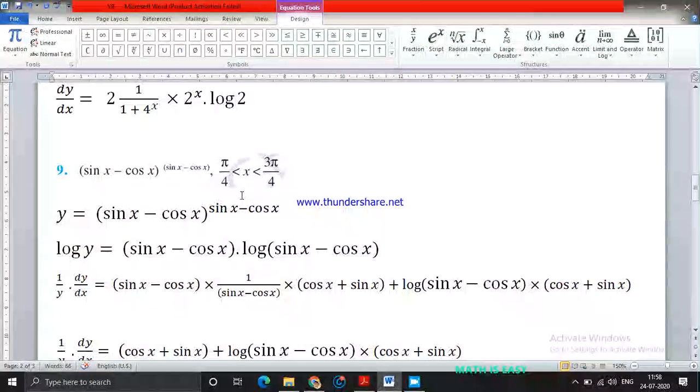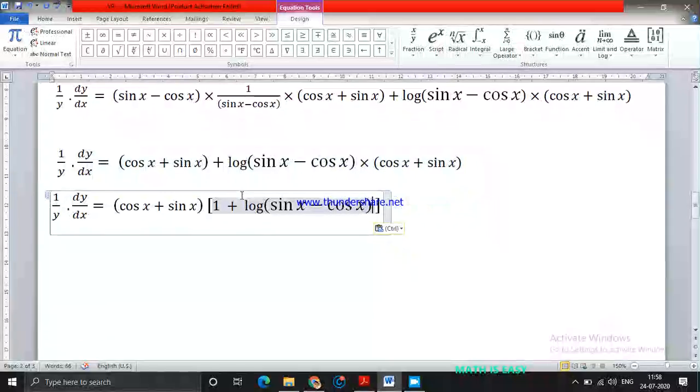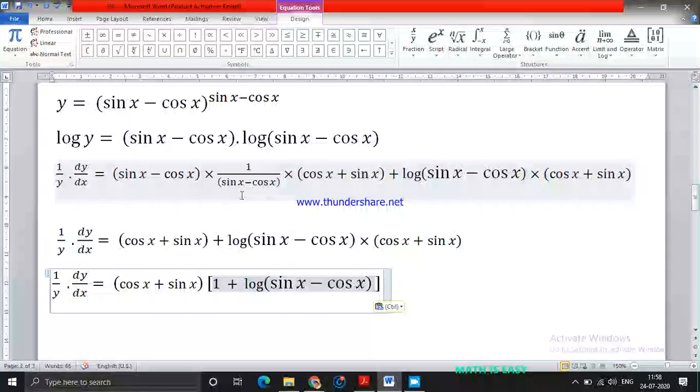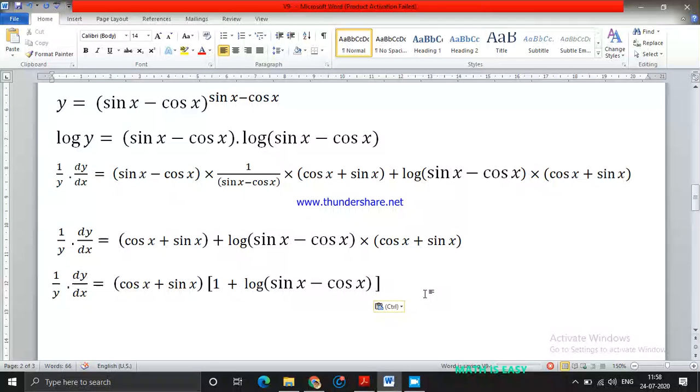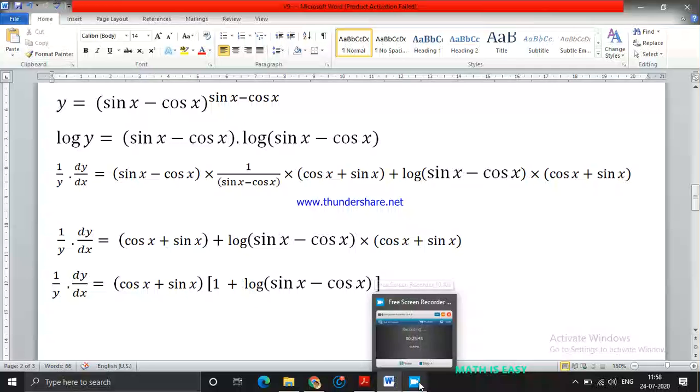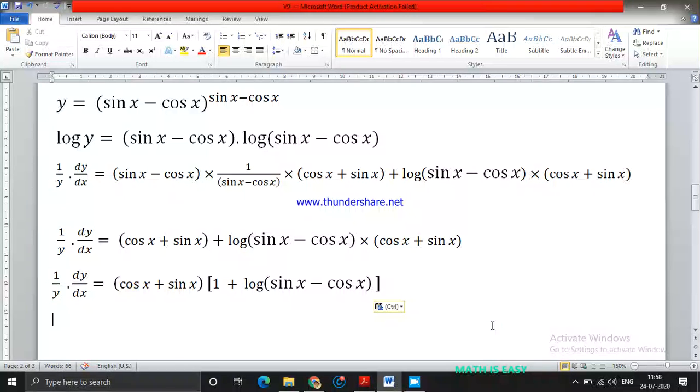Did they ask you to prove anything? Just find the differentiation. Okay. If you want, you can send y this side. So you'll get dy by dx equals to y into (cos x plus sin x) into (1 plus log (sin x minus cos x)). So this is how you'll get the thing done. Okay.